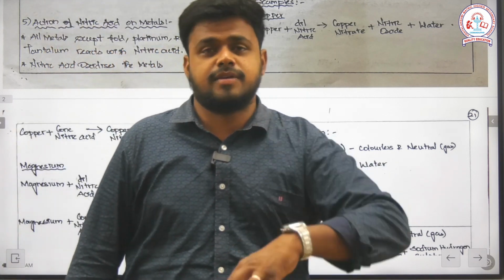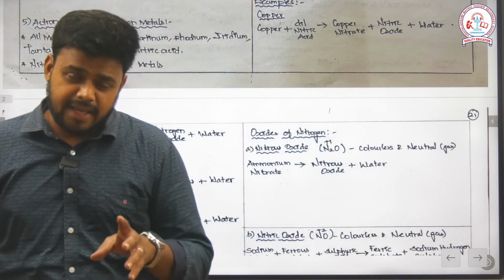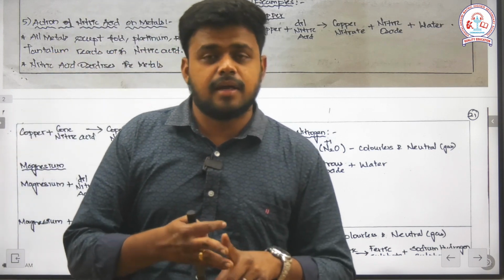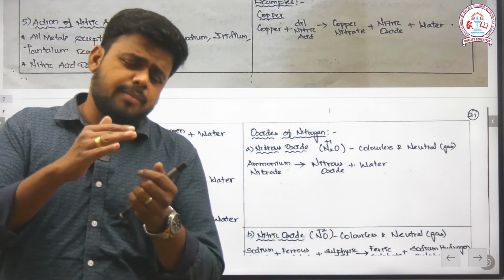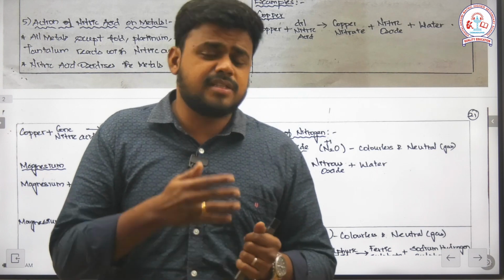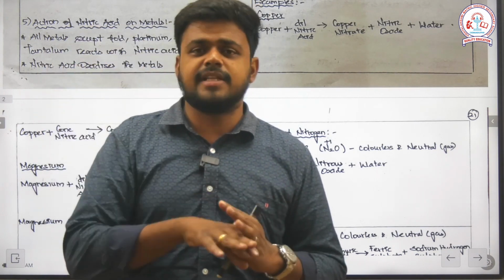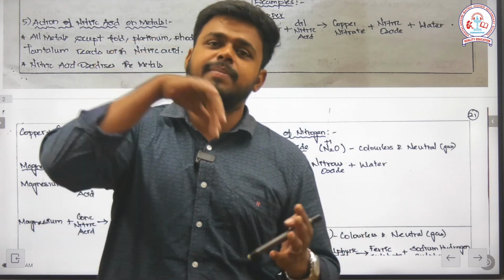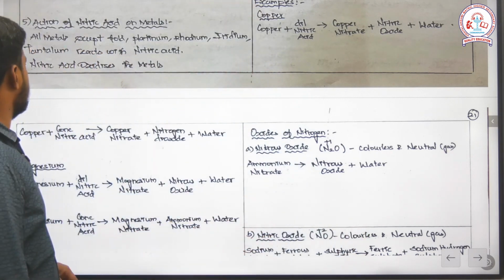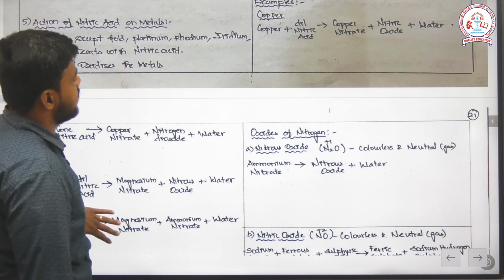Instead, it will react passively. Which metals? Like aluminium, chromium, etc. These kinds of metal, because in the beginning they react with the nitric acid easily and get oxidized to the oxide form. Further, when the nitric acid reacts with those metals, it will not react; it will react only passively. Okay, so that's the information regarding the action of the metals.